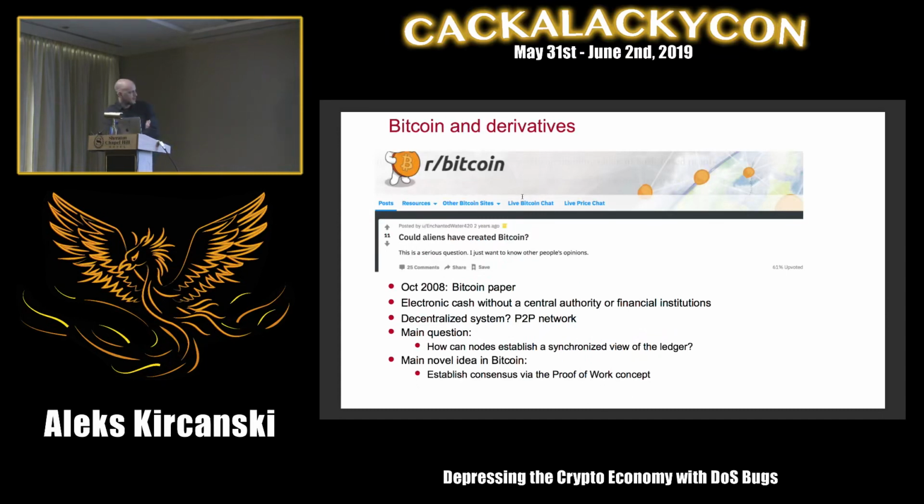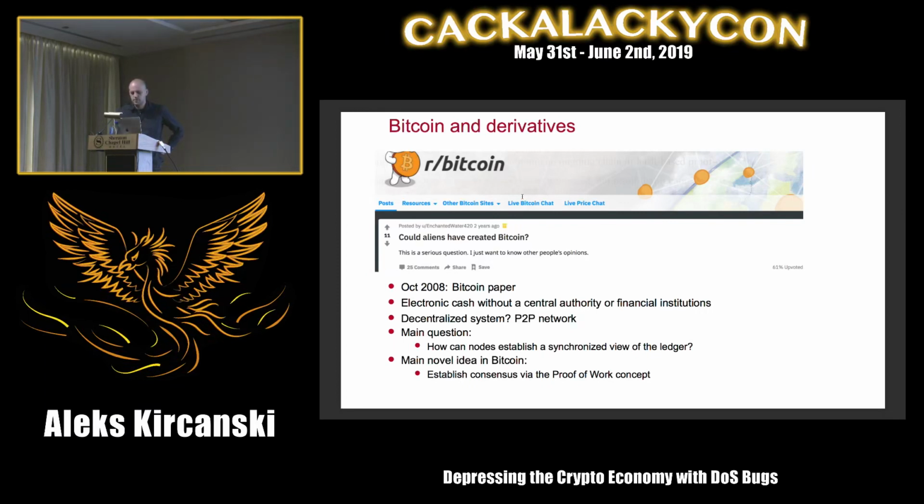Some people seem to think that aliens have created Bitcoin. That's fun. In October 2008 the paper was published, and the implementation came 3 months later. It was only for Windows, but then a few months later it got ported to Linux. So what's the idea here? The idea is to have electronic cash without any central authority or any financial institution.